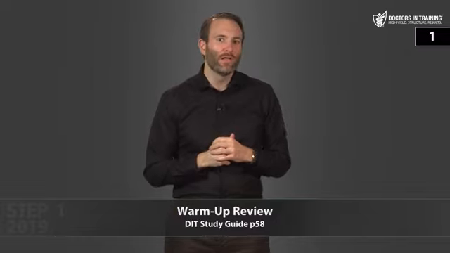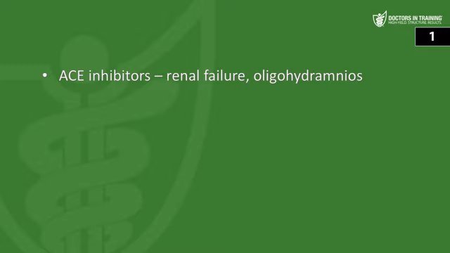It's time for another warm-up review. Let's get going. What effect might each of the following teratogens have on a developing fetus? So we got a long list here. First one is ACE inhibitors that can cause renal failure, oligohydramnios.